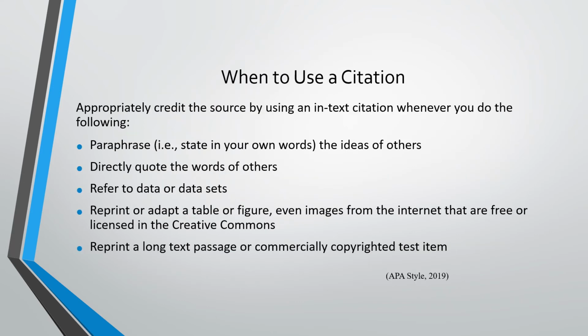Citations are used whenever you directly quote the words of others, refer to data, reprint all or part of a table, figure, or image from the internet, and reprint long text passages or copyrighted text items. The most common use of citations within your paper will be to credit the ideas of others that you have paraphrased. This is the essence of scholarly writing: reading and absorbing the work of others, and then accurately restating the information in your own words, organizing the ideas in a way that leads to the purpose or theme of your paper.